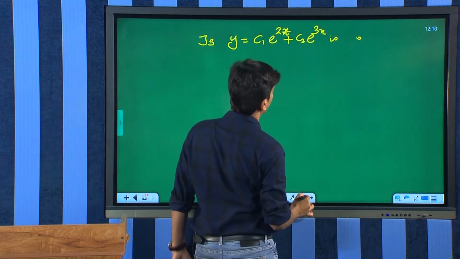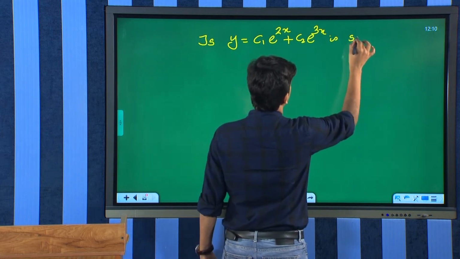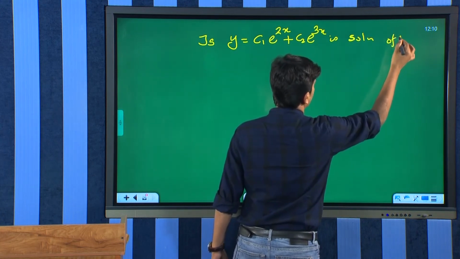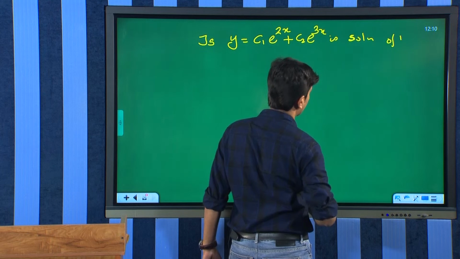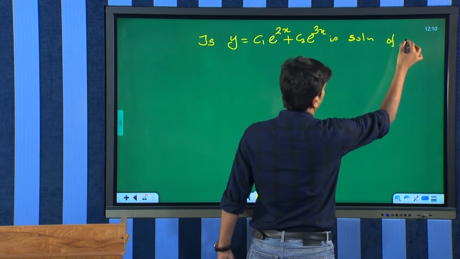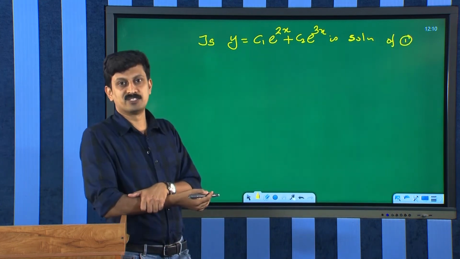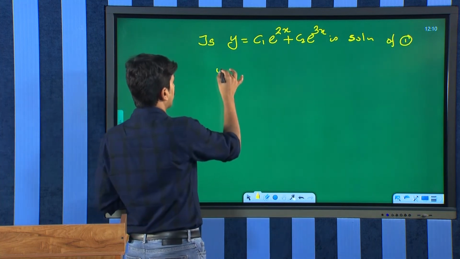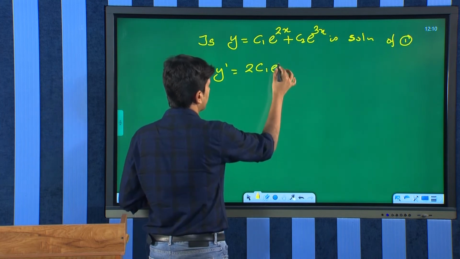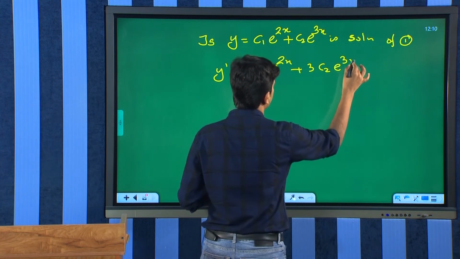a solution of equation 1, that is y double dash minus 5y dash plus 6y is equal to 0? See, what about y dash? Y dash is equal to 2 C1 e raised to 2x plus 3 C2 e raised to 3x.